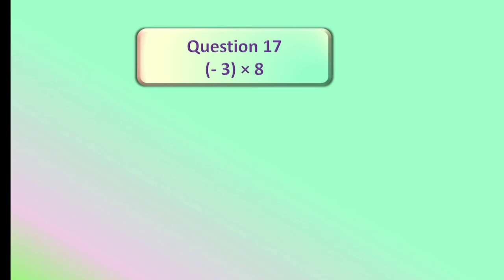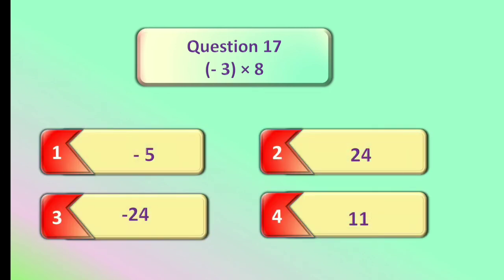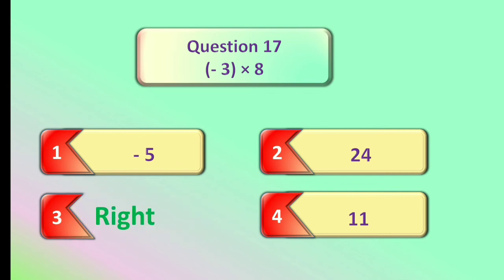Next question, question 17. Minus 3 multiply 8. It's easy one. Third is correct as minus sign is in odd time. After multiplying, it will give you minus 24. Third option is correct.